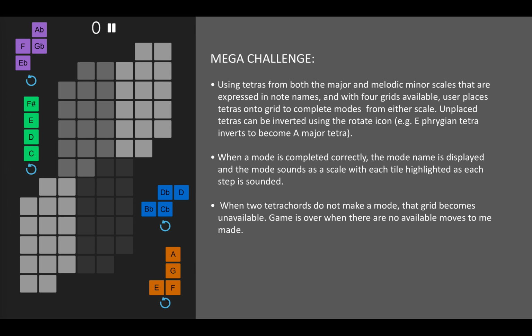So on Mega Challenge, I don't have a user journey for that, but this would be the final level of this, where you could use letter names, and these cycle buttons are actually where you can invert it. So the E flat minor tetrachord could become an A flat minor tetrachord, or that C whole tone tetrachord would flip to become an F sharp whole tone tetrachord, and you can mix and match them to build scales like that.